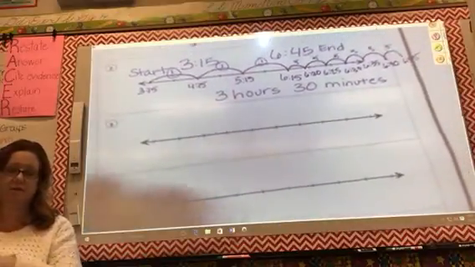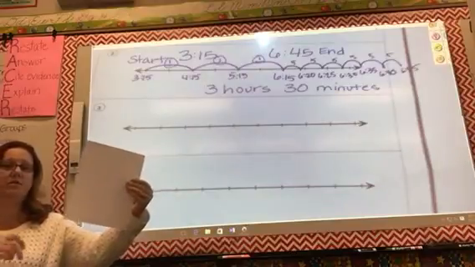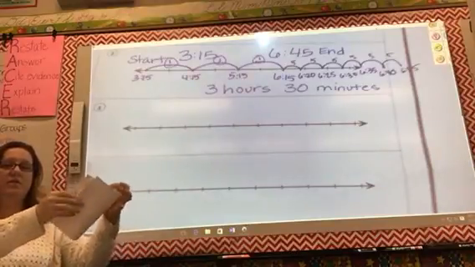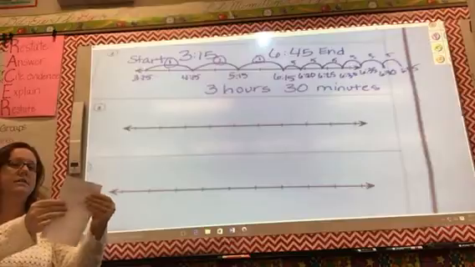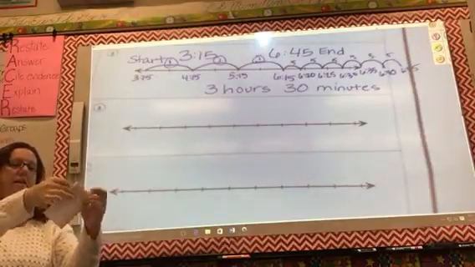Okay, so what I want you to do is I want you to take a white piece of paper, just like we do at school, and I want you to fold it twice. So fold it once like this, okay? And once again like this, okay?